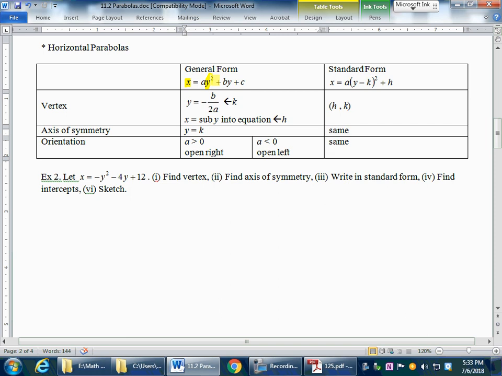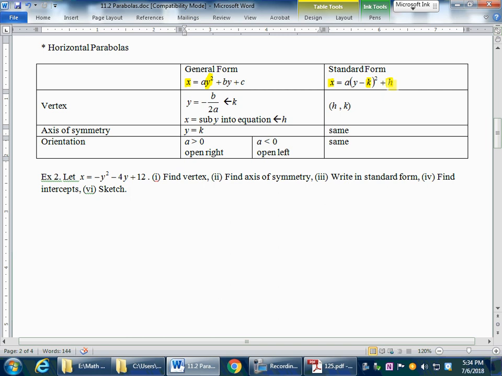x is equal to ay squared plus by plus c. And the standard form becomes x is equal to a times y minus k squared, plus h. Before it was x minus h, now it's y minus k. The vertex of the standard form doesn't change; your vertex will be just h and k, but the order is changed, so you have to be careful.